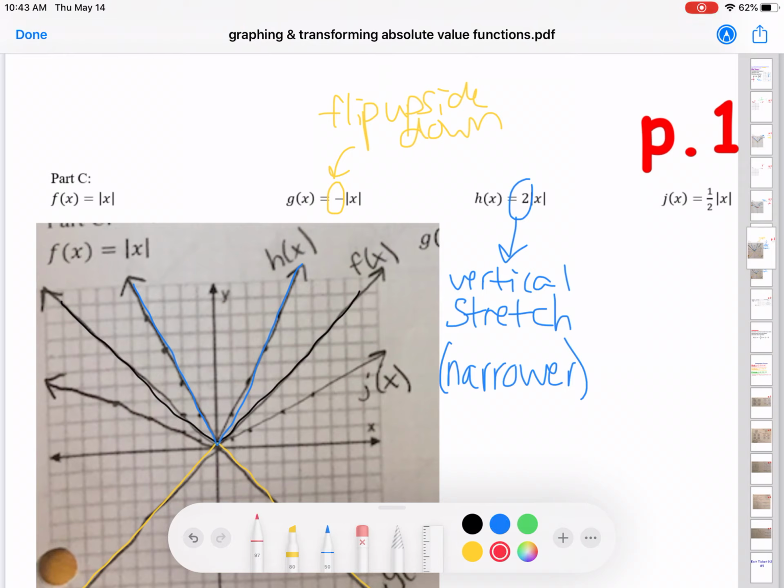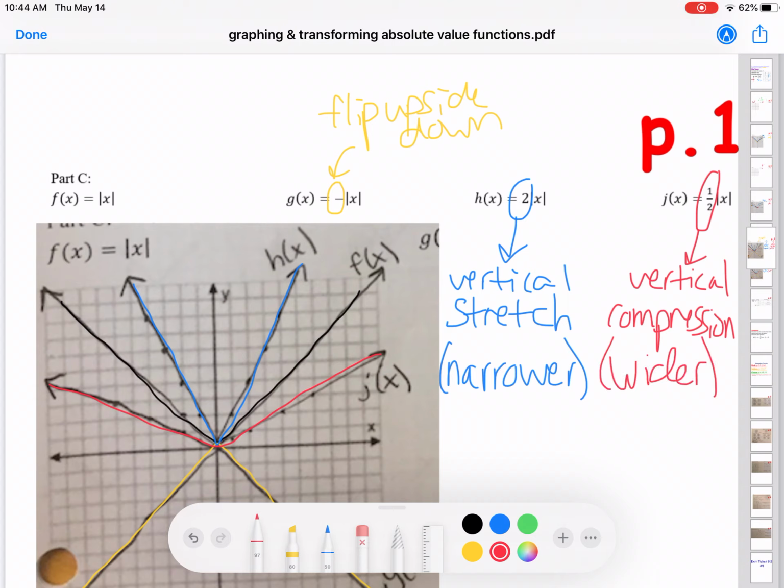And finally, if we compare to j of x, when we put the 1/2 out front, we'll notice again, I still have that V shape here, but my V is not quite as steep. It's a little more smushed or spread out. So the effect that the 1/2 has is a vertical compression, almost like I put my hands on the top and bottom of the graph and I smushed it together. Another way of describing a vertical compression is that it's wider.